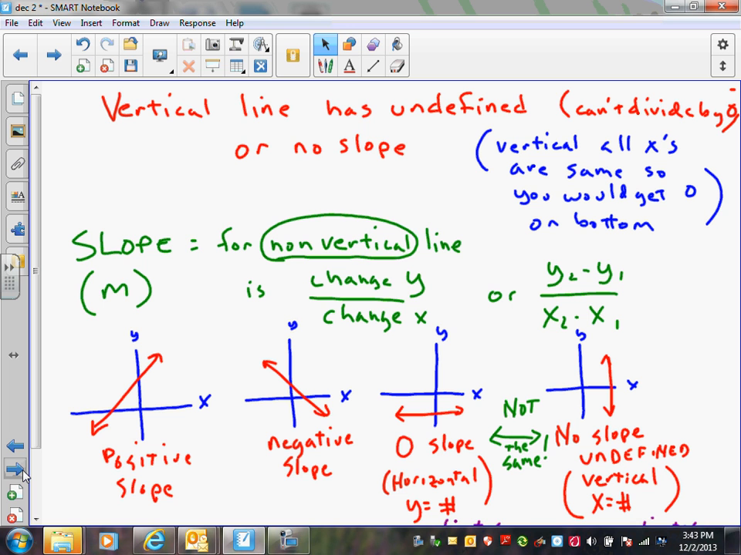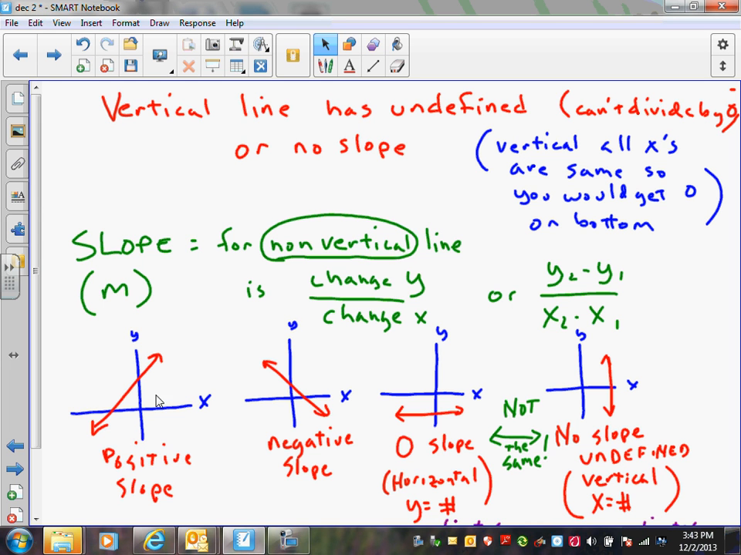Now, they tell you in the book, a vertical line has undefined or no slope. It's undefined because we can't divide by 0. In vertical lines, all of the x's are the same. If we have a vertical line, that's an x-coordinate, and all of these x-coordinates are the same. So remember, since we're subtracting the x's, we get a 0 on bottom. And remember, we can't divide by 0. Okay? So the slope for a non-vertical line is the change in the y's over the change in the x's, or y2 minus y1 over x2 minus x1.